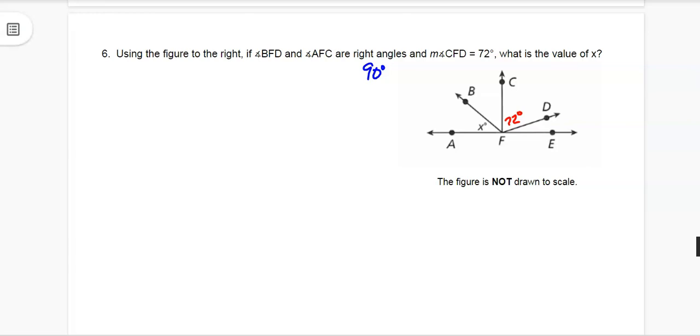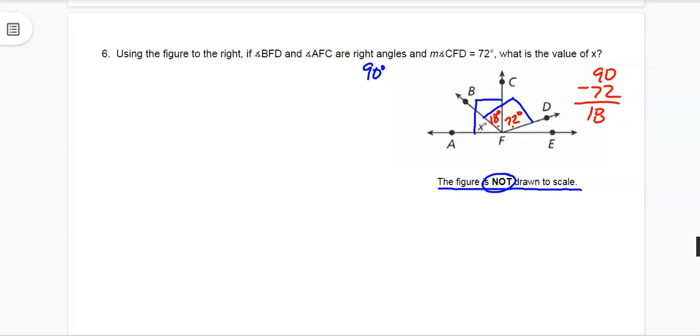So BFD, oh, and I got to notice right here, the figure is not drawn to scale. That means it might not be what it looks like. So I can see right away, BFD, it says it's a right angle. Doesn't really look like it's a right angle, but if they tell me it is, it is. I also know that AFC, which is this angle right here, is also 90 degrees. So we've got a little bit of a puzzle here to put together. What is the value of X? Well, first thing I notice is that these two angles are supposed to add up to 90 degrees. So if I do 90 minus 72, that's 18 degrees right there.